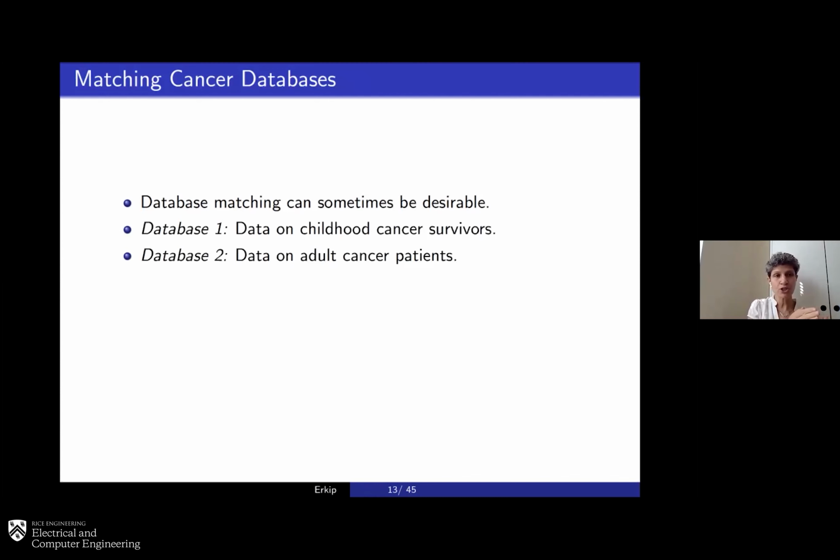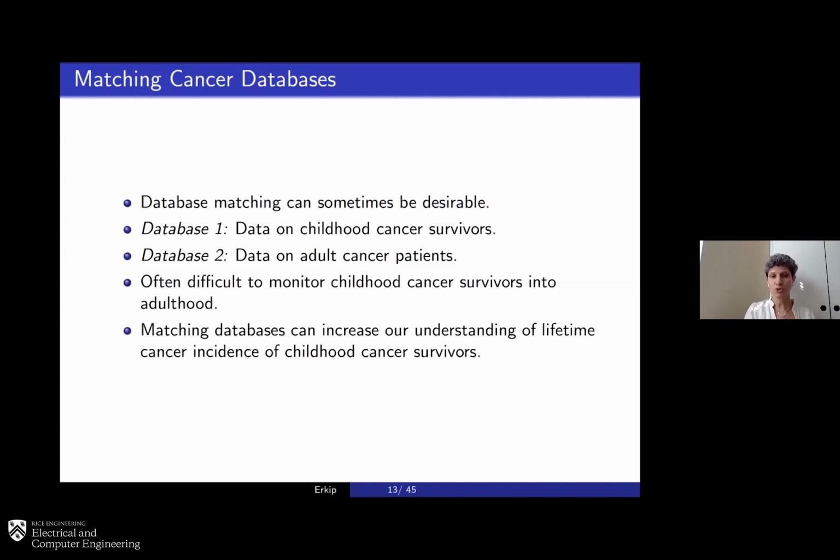Now, typically, it's hard to follow the childhood cancer survivors into adulthood, but we do have plenty of data on adult cancer patients. So it would be very nice to be able to match these two databases, which are not necessarily matched to start with, and know which one of the childhood cancer survivors corresponds to which one of the adult cancer patients, hence furthering our understanding of lifetime cancer incidence of childhood cancer survivors. So there are good applications of database matching as well.